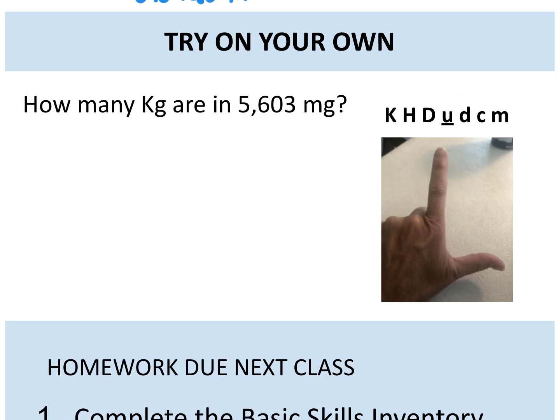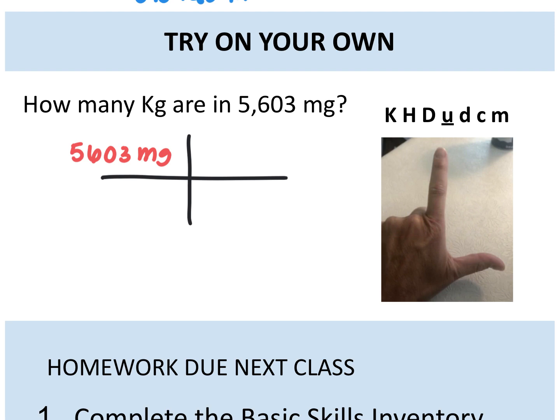So now that we have done one together, try this one on your own and answer the question on the EdPuzzle. In just a minute, I will walk through it with you. Okay, so in this case, I have how many kilograms are in 5,603 milligrams. So I need to start off by writing down my given. So my given is 5,603 milligrams. I'll set up my train track.